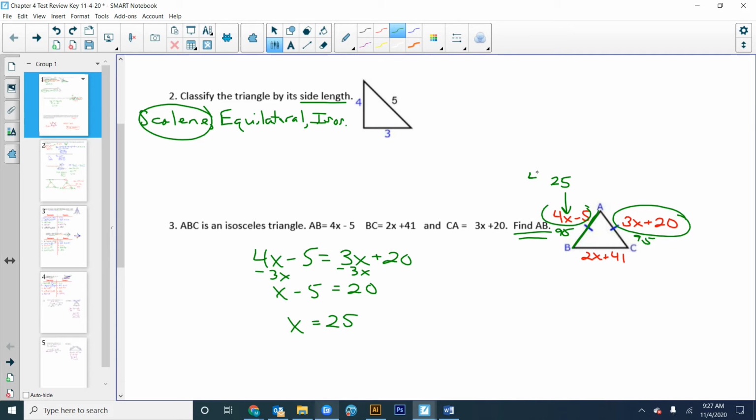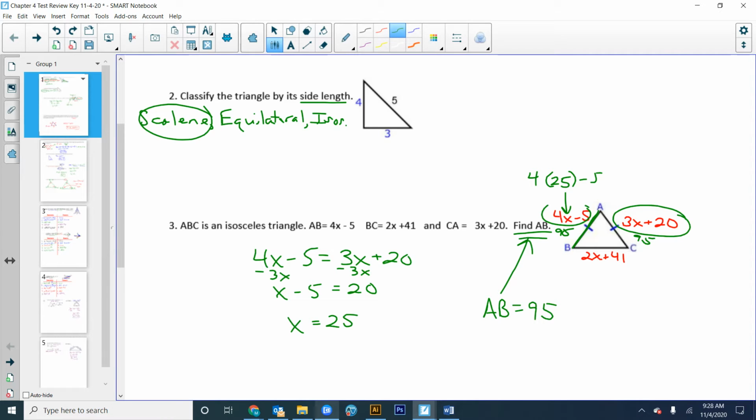4 times 25 is 100, minus 5 is 95. So AB is 95. Questions on that? Now, I could have plugged that 25 in anywhere now, couldn't I? The key to this problem is knowing which sides to set equal. You can't just set any two sides equal. You can only set AB and AC equal.